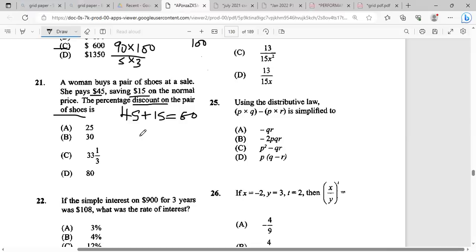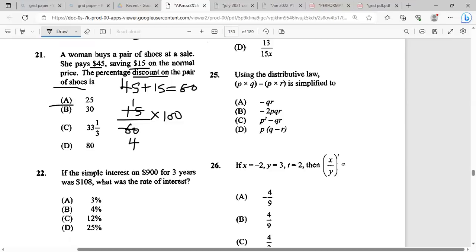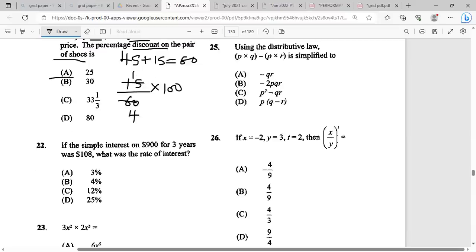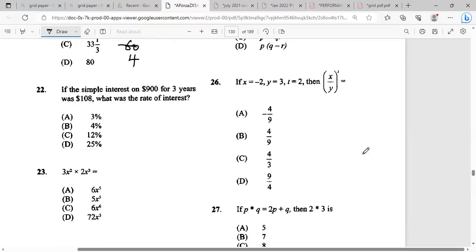So it was $15 over the original times 100. So this into this 1, this into this 4. 4 into 100 goes 25 times. So it was a 25% discount. And if you should find 25% of 60, that would give you 15, right? Yeah. All right.